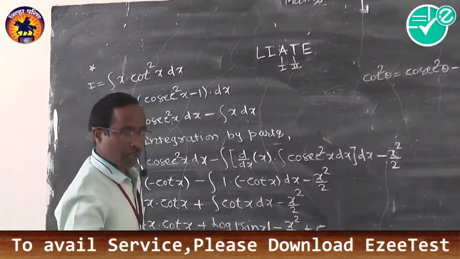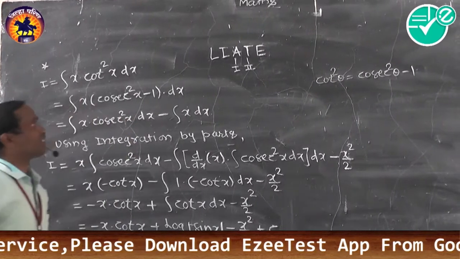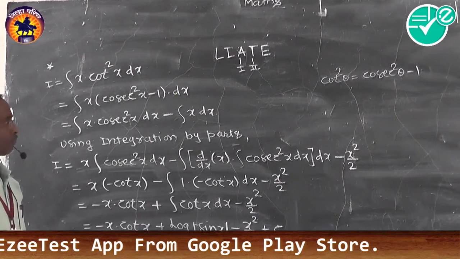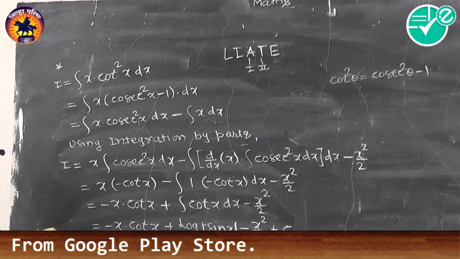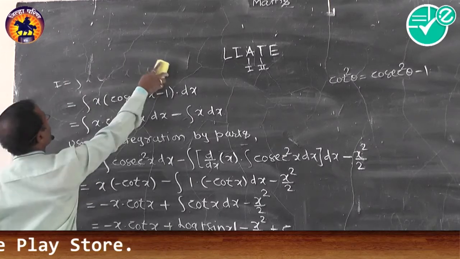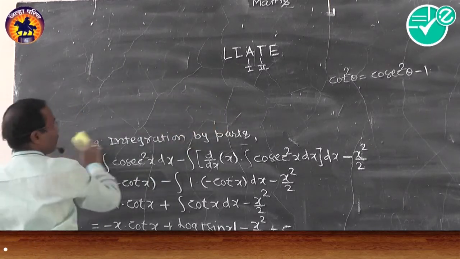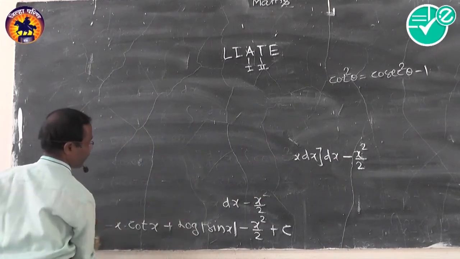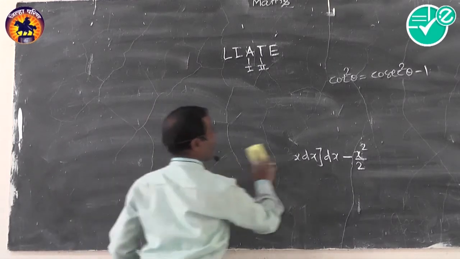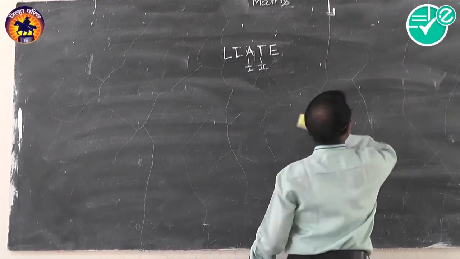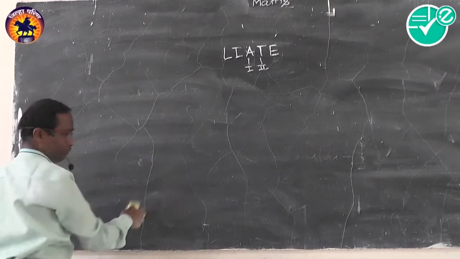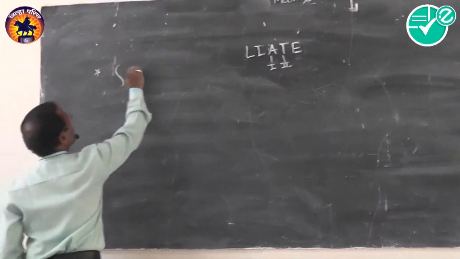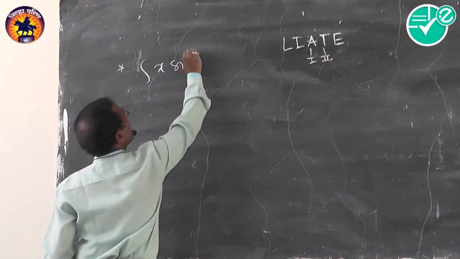Now we are going to take the next example. Example number 5: x into sin square x dx.